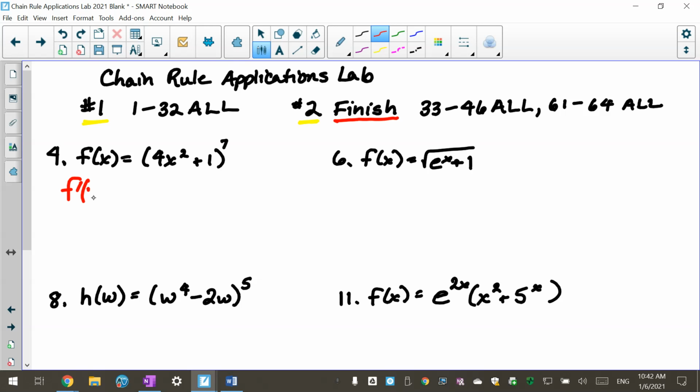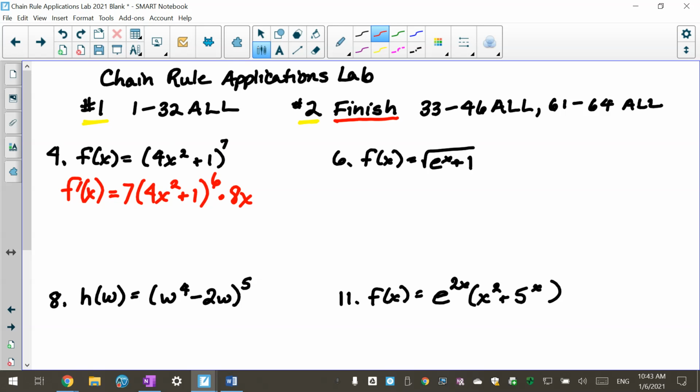So I'm going to do f prime of x. It's a power function, so I'm going to do 7 times, and I don't touch the baby. So you don't touch anything inside, to the 6th power. Okay, so that's the first part. Now I have to multiply it by the derivative of the baby. I look at it, and the derivative of 4x squared is another power function, so that's 8x, and the derivative of 1 is 0. So I just use the chain rule to do that derivative.